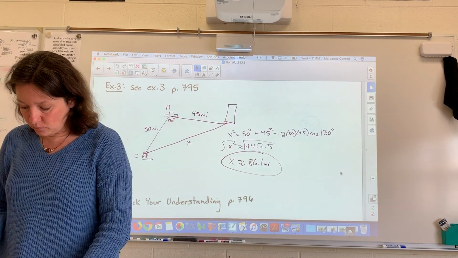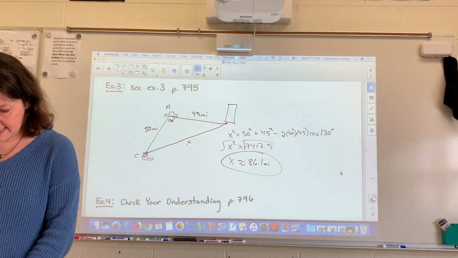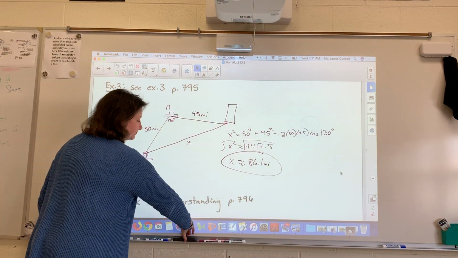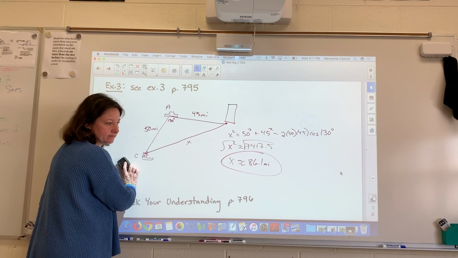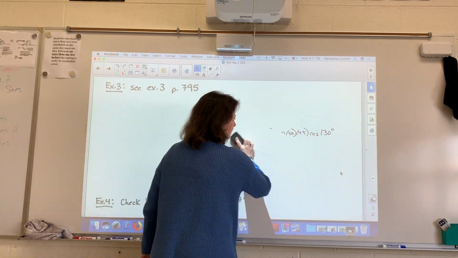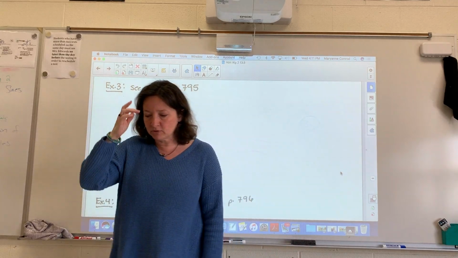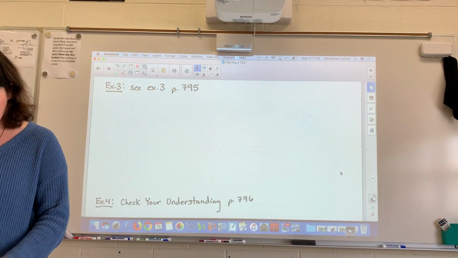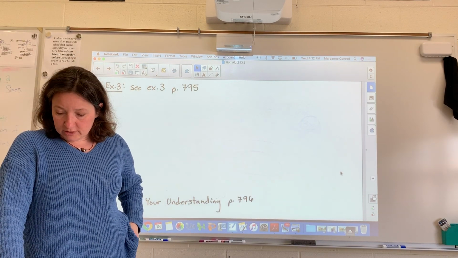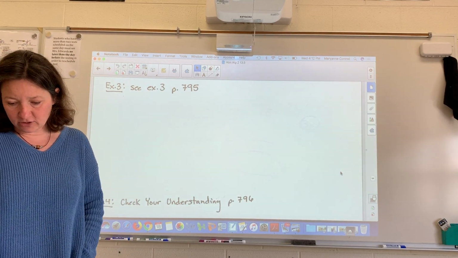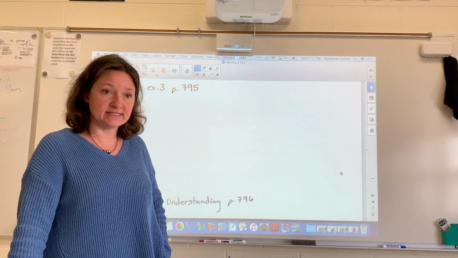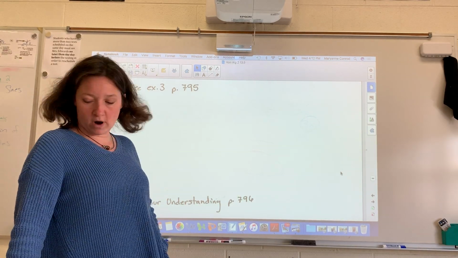Look in your book as well on Check Your Understanding. It's at the top of page 796. So I'm going to erase this. Everybody have it? Okay, so let's look at Check Your Understanding. For the first two examples, we're not going to solve them. I just want you to look and tell me which law you would use first to start solving it. So the first one, at the top of page 796, look at number 1.